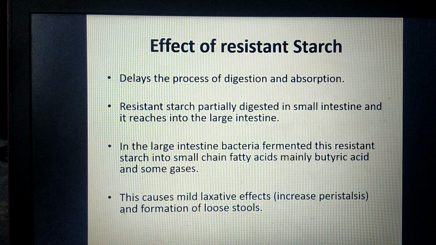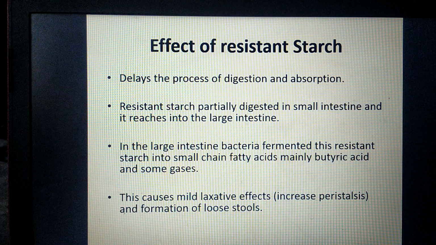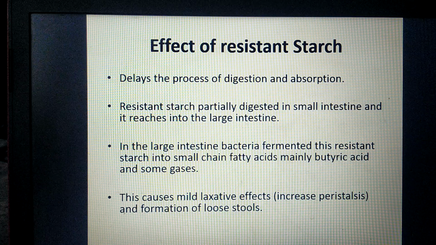Now, the effects of resistant starch. Due to the presence of resistant starch in the food, it delays the process of digestion and absorption. Resistant starch is partially digested in the small intestine and reaches the large intestine, and in the large intestine it is fermented by bacterial flora into short chain fatty acids, mainly butyric acid and some gases. Due to this there is a laxative effect on our GIT.